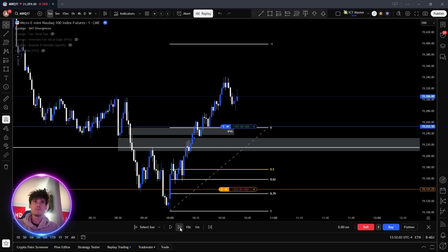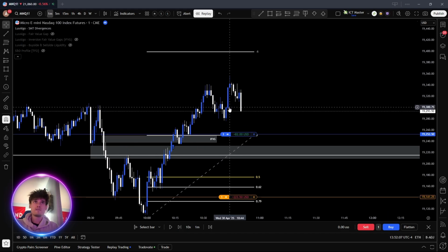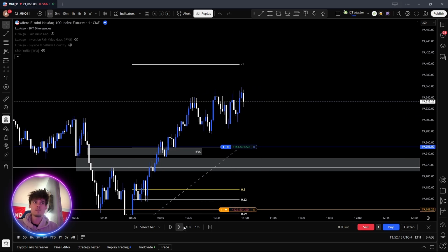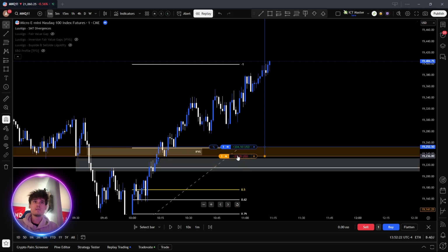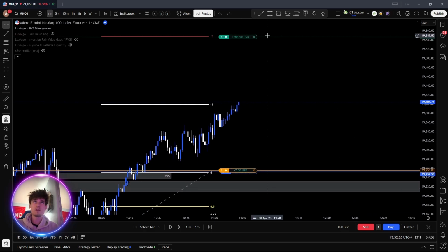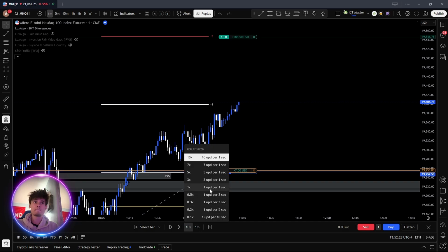Now we have this fair value gap that's getting placed right here. It just got respected. Another fair value gap got respected to push it higher. Now we're about to hit. There we go. We just hit the -1. Now we're going to move our stop loss to break even, and we're going to target straight for this higher time frame.